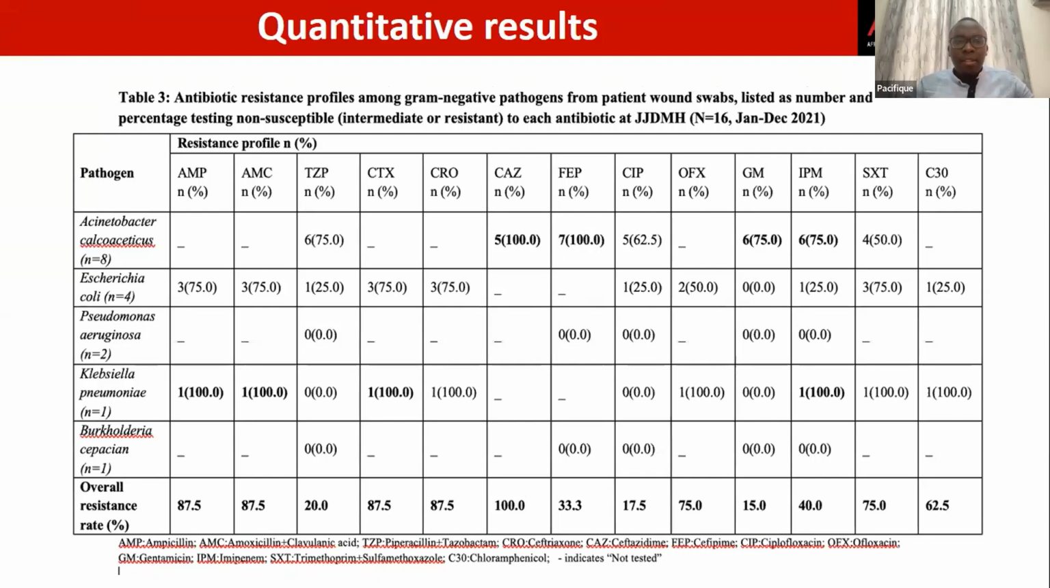The table below summarizes antibiotic resistance profiles among gram-negative pathogens, where we realized resistance is high among the most commonly used antibiotics at the hospital, such as ampicillin, amoxicillin, clavulanic acid, but also third generation cephalosporins, and antibiotics such as ceftriaxone and cefotaxime, where resistance patterns were very high. However, we also identified that rates are still low for some antibiotics such as ciprofloxacin, imipenem, and piperacillin-tazobactam.